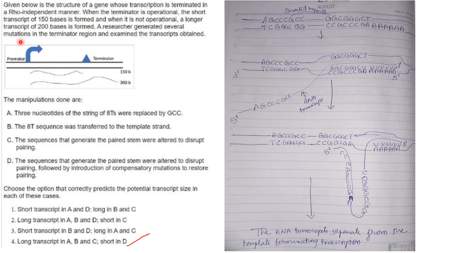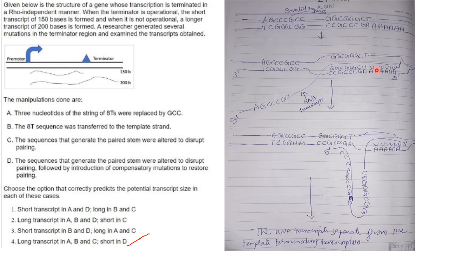A researcher generated several mutations in the terminator region. This is the terminator region. So he has mutated the terminator region and examined the transcripts obtained. Before coming to that, we will see what is rho-independent termination.